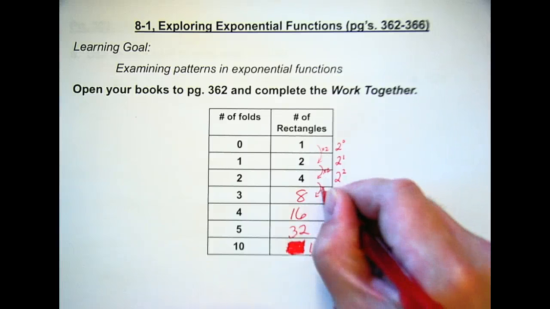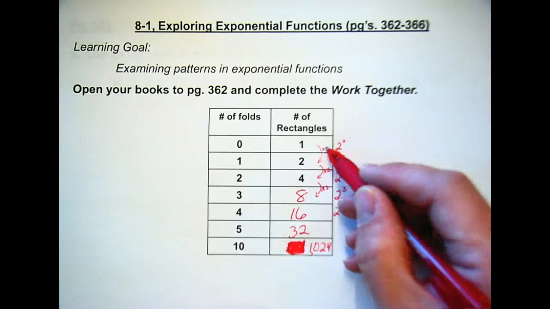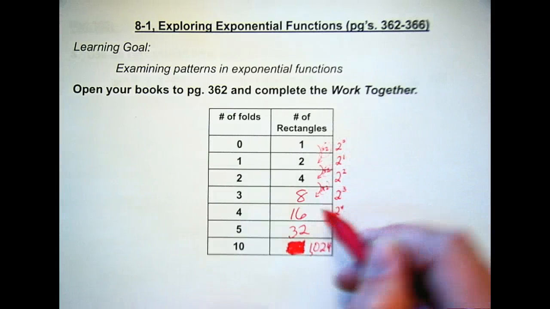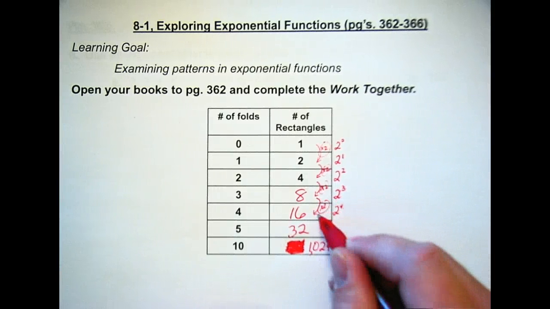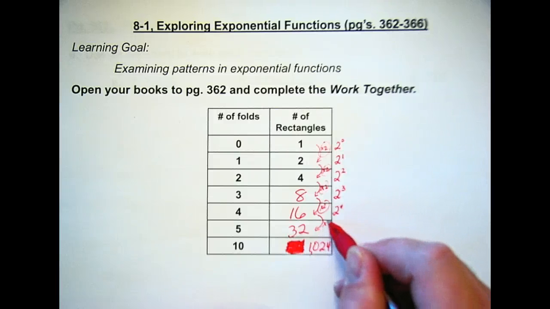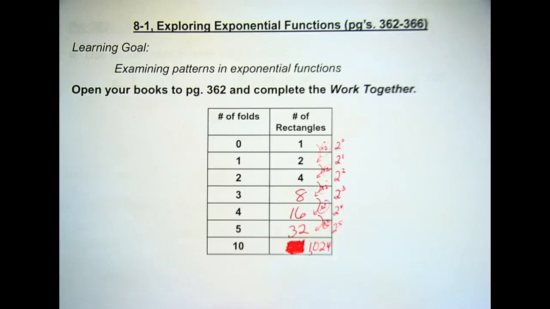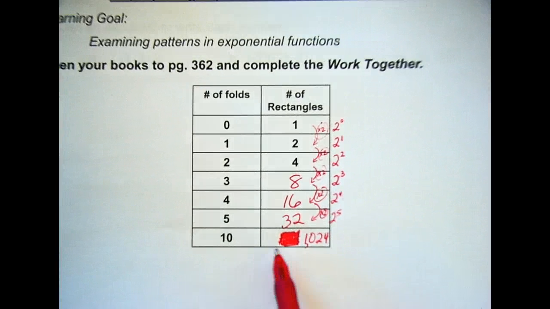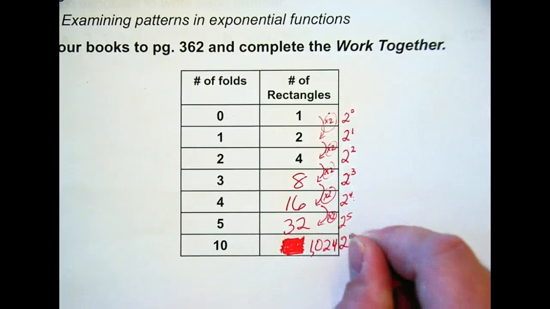So how many times have we multiplied by 2 to make 8? 3 times. So 2 to the first, second, third. 2 to the third. We go to 16, that's 2 to the 4. We go to 32, that's 2 to the 5th. Notice we multiplied by it 5 times. Well, this is 2 to the 10th. So if you weren't able to actually fold your paper that many times, if you did 2 to the 10th on your calculator, you'd be able to get that.